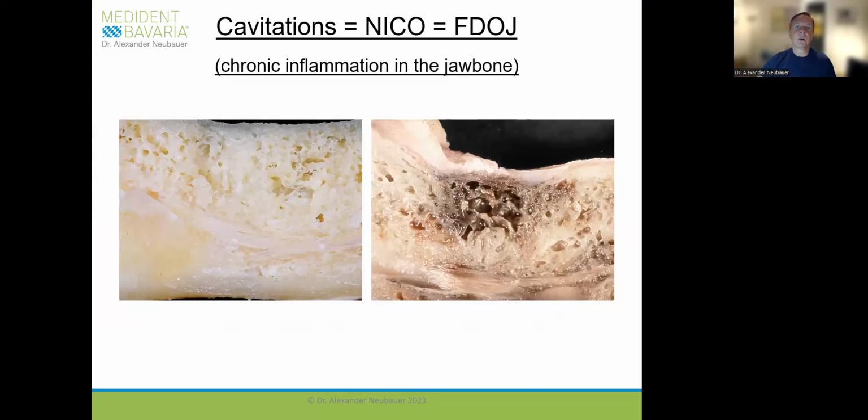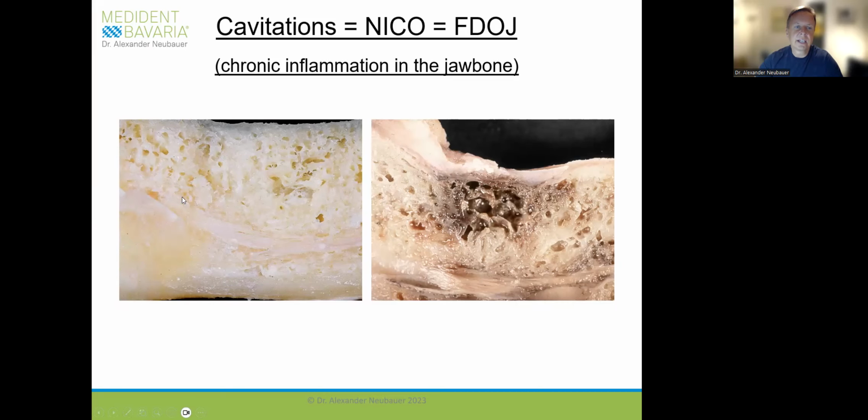So what are cavitations? There are different names for cavitations. In Germany, we call them NICO, or in America or England, they call it FDOJ. So the summary is cavitations. And what does it describe? Cavitation means a chronic inflammation in the jawbone. And therefore, to show you and to explain to you, I have two pictures.